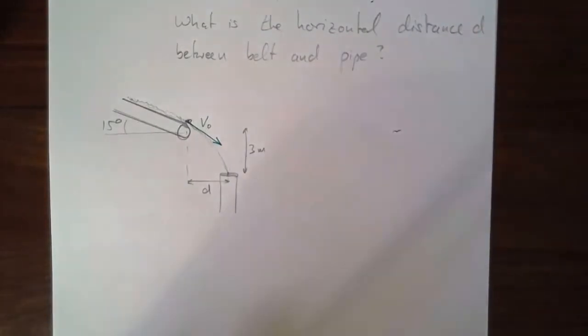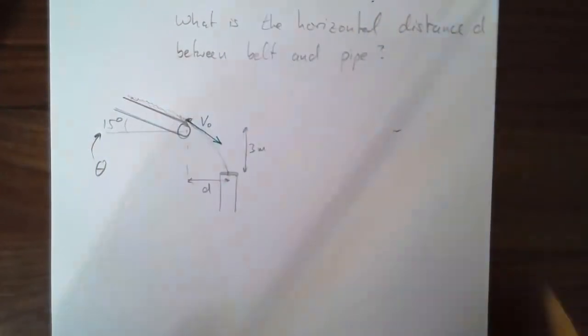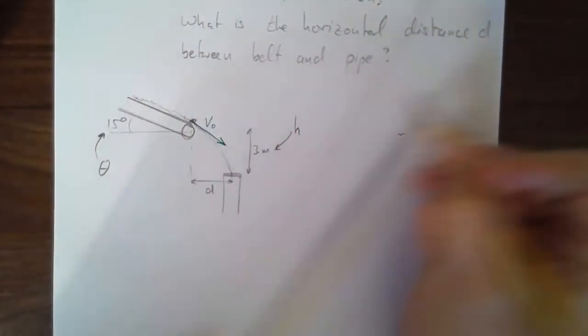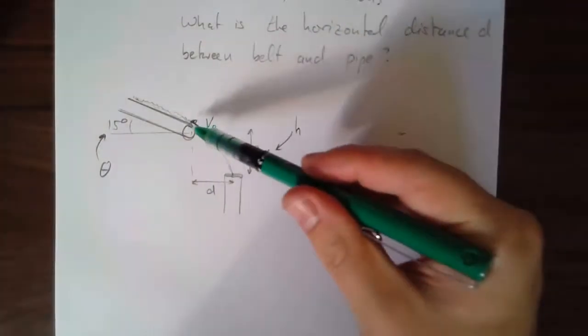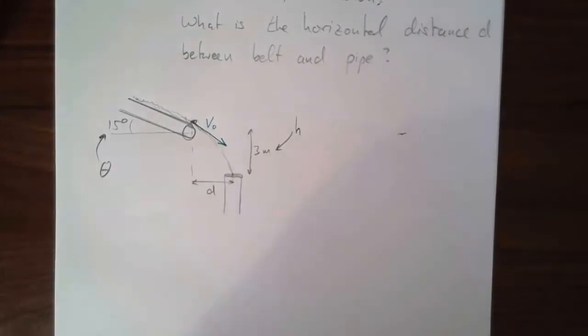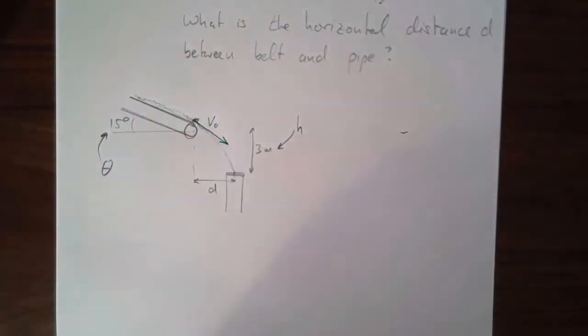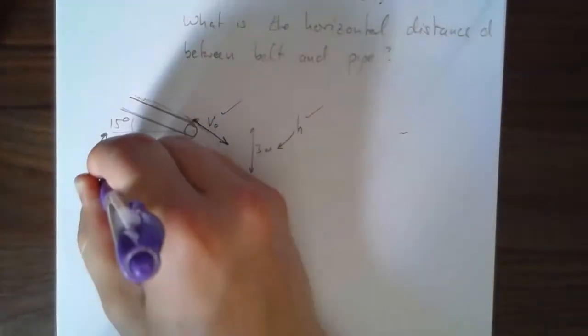I'm going to work symbolically, so I'm going to call this angle here theta. I'm going to call this, well, this is a vertical distance, so maybe I call it the height, h, that the sand falls. Could call it whatever I like, right? But I think those are sensible quantities to use. So this one's known, this one's known, this one's known.